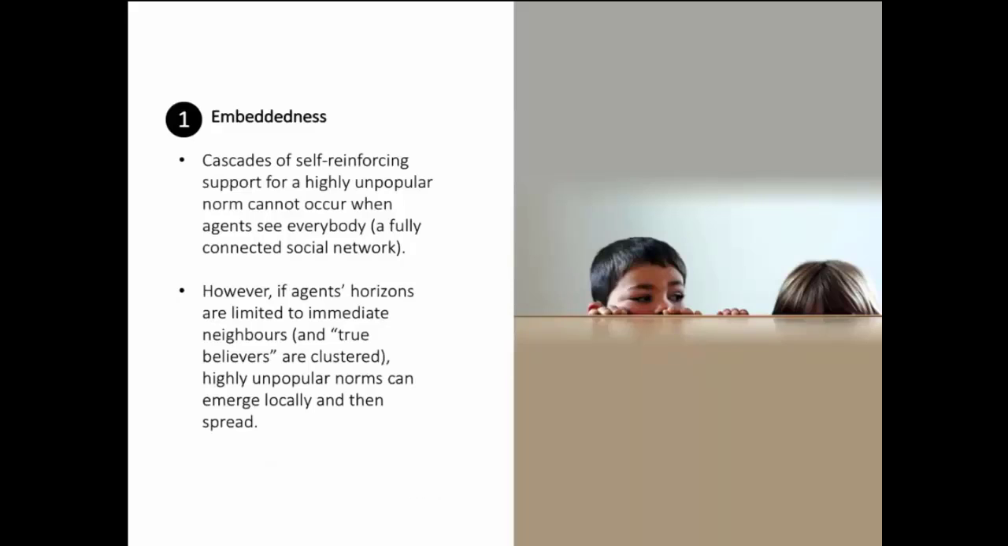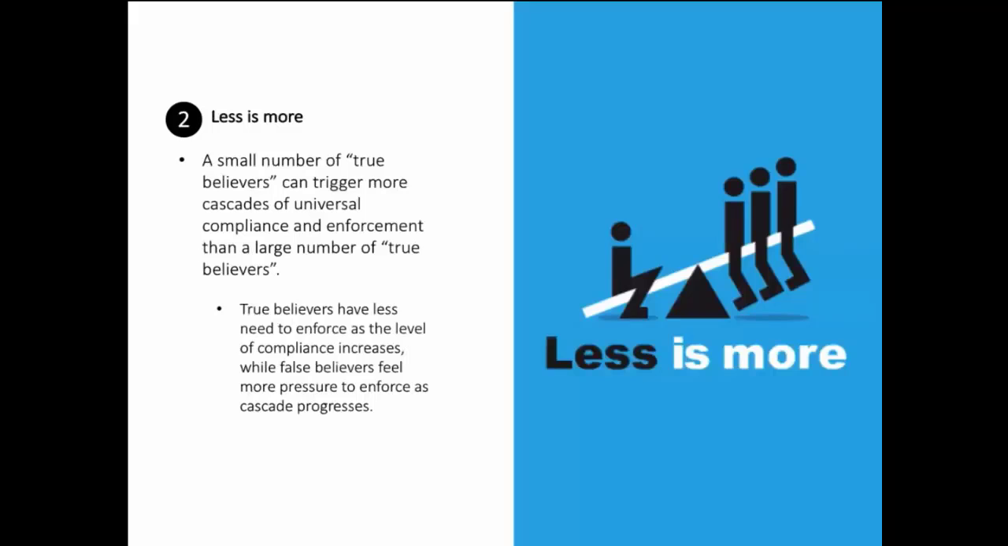And then they show different interesting results, like how when these kind of cascades occur, when they don't. I don't want to talk too much about it, but it's often counterintuitive results about these things. For example, that if you have a smaller number of true believers, it can lead to bigger cascades of compliance and enforcement at the end of the day than if you would have had a lot of true believers in the first instance. Why is that?